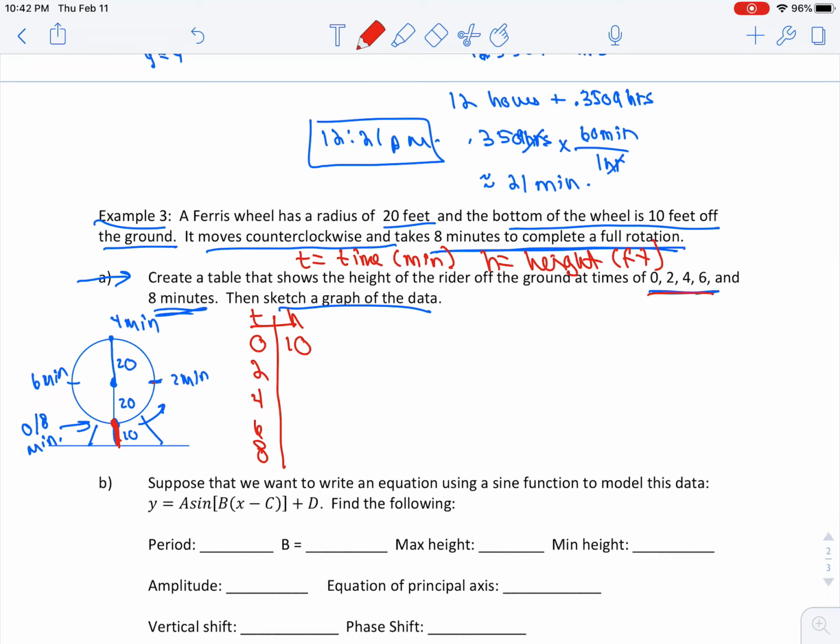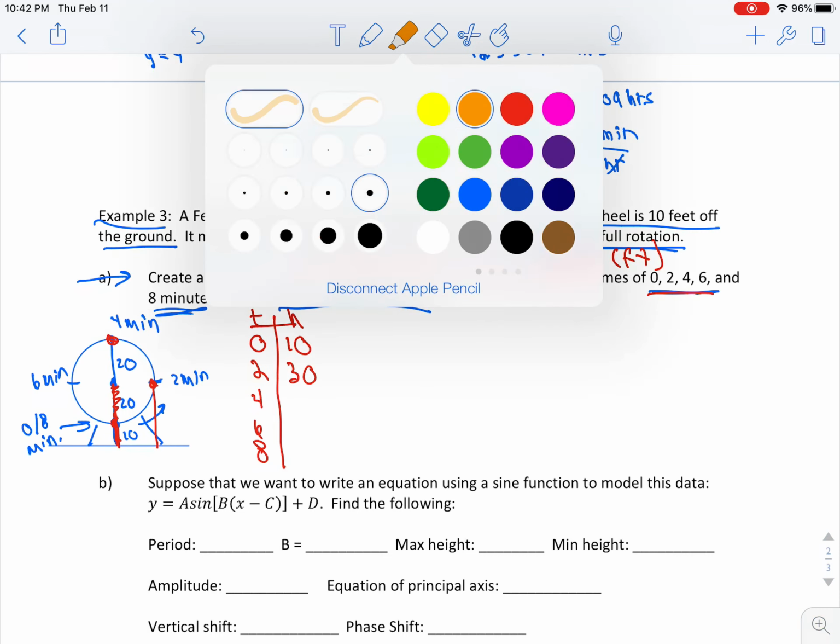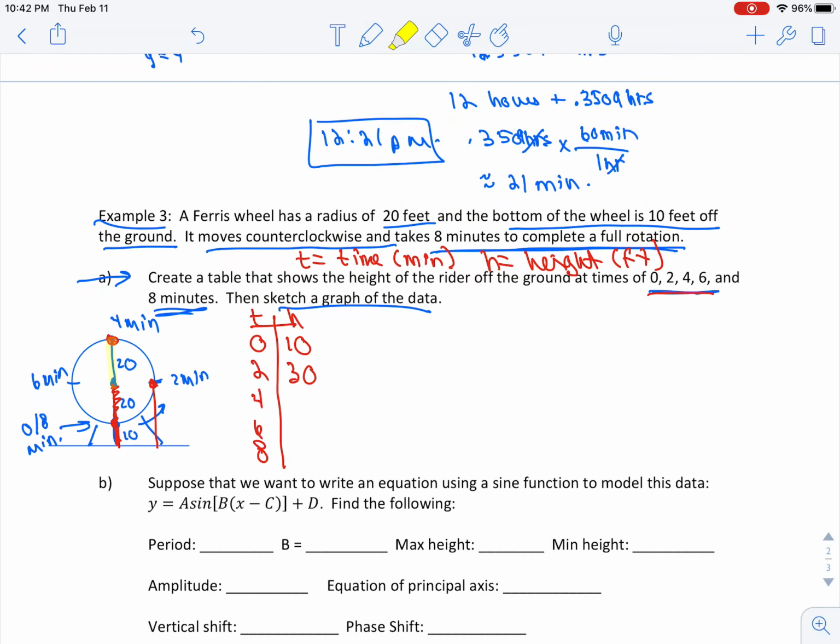At time 2, which is right here, we're this distance off the ground. Notice that that distance is the same as this distance right here, which is 20 plus 10, which is 30. When I'm up here at the top, that distance is the 20 plus the 20 that we had plus 10, and so it turns out to be 50. When I'm at 6 minutes, I'm back here where this distance is the same as this, which is 30, and then at 8 minutes, I'm back here at 10.